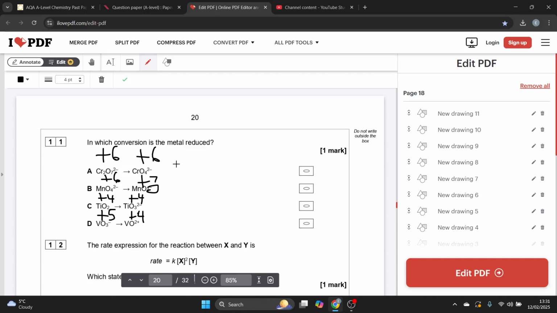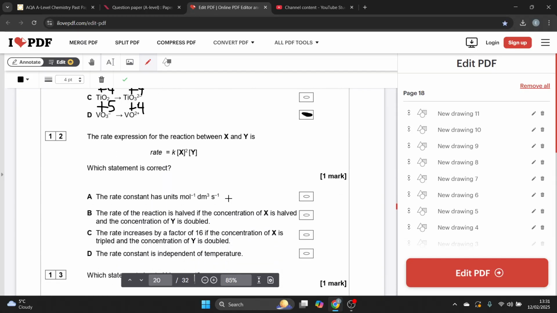So which one is the metal reduced, meaning the oxidation state goes down? It's going to be D, VO3 minus to VO2 plus.